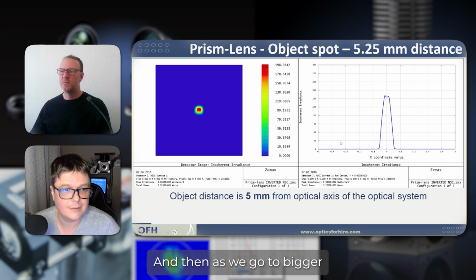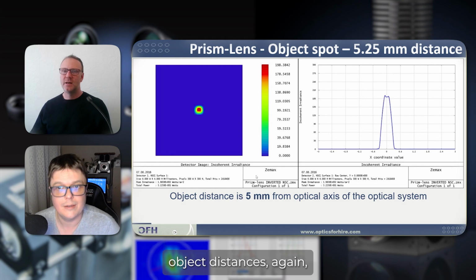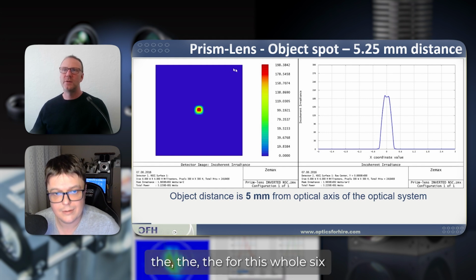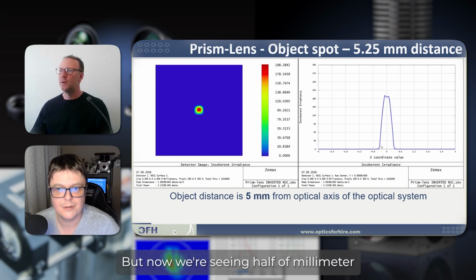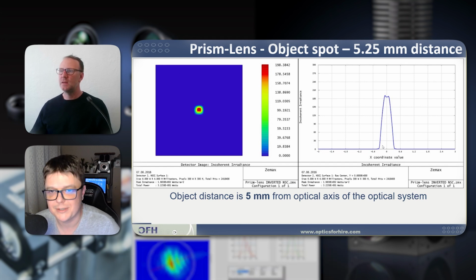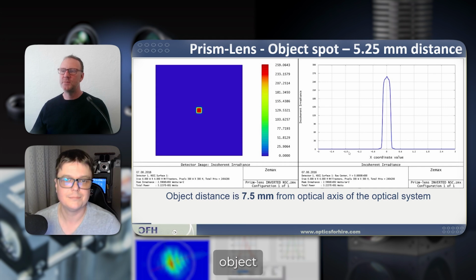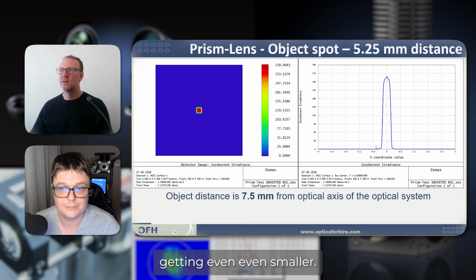And then as we go to bigger object distances, again, this whole 6 by 6 area is actually radiating heat evenly, but now we're seeing half a millimeter, even less. And then as we move the object distance away, of course, it's getting even smaller.